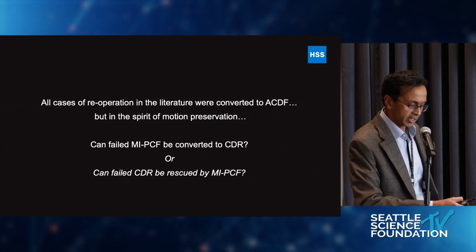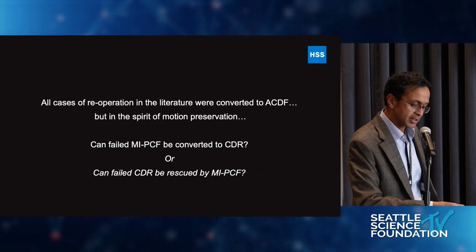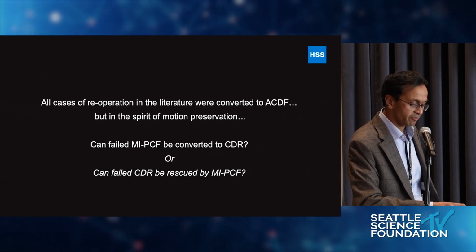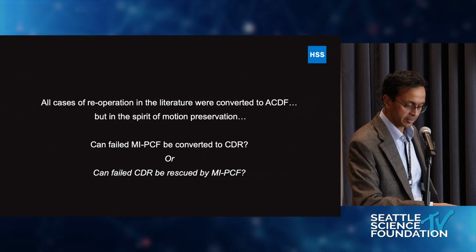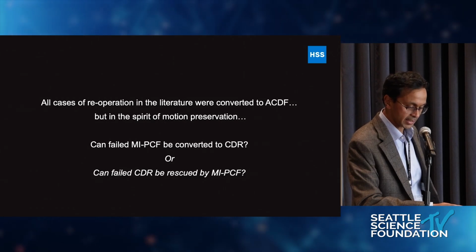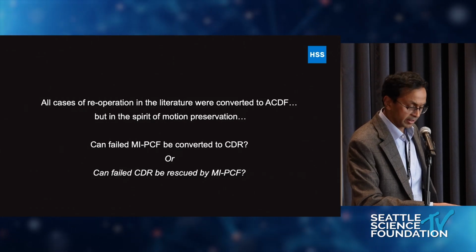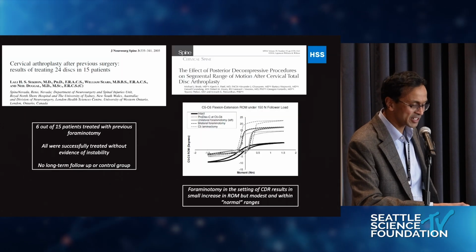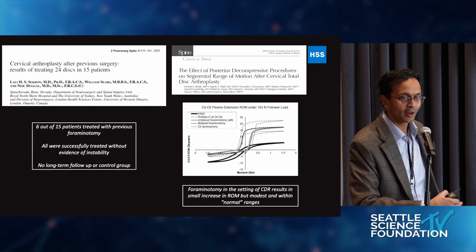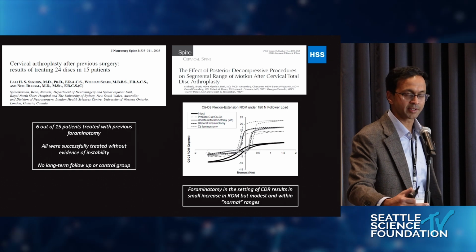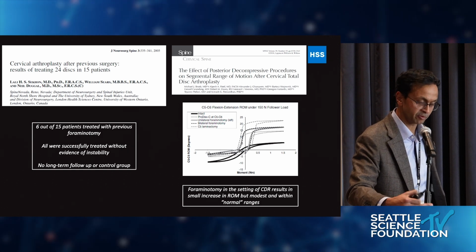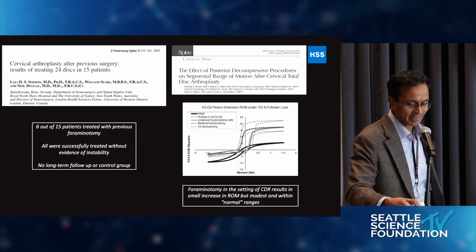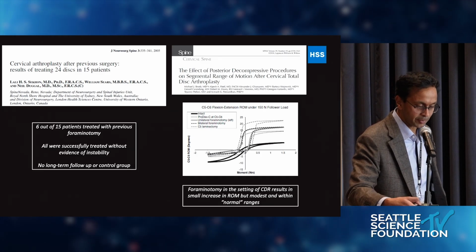But coming back to one of the original points, all of these were converted to ACDF. So can failed posterior foraminotomies be converted to disc arthroplasty, or conversely, can failed arthroplasty be rescued by minimally invasive foraminotomy? Again, there's not much data out there. I'm sure all of us have anecdotal experience. Certainly, I've converted some foraminotomy patients to CDR. But if you look at the literature, there's not a ton out there on this topic.